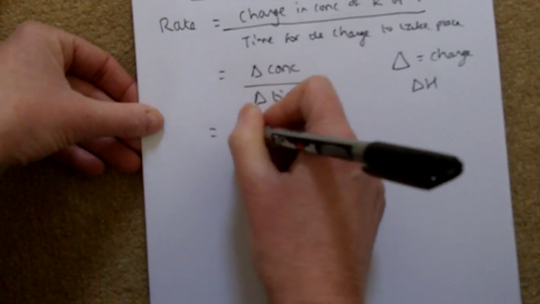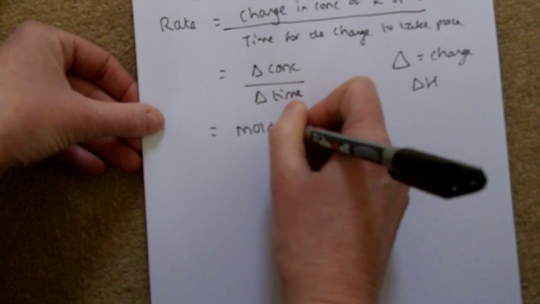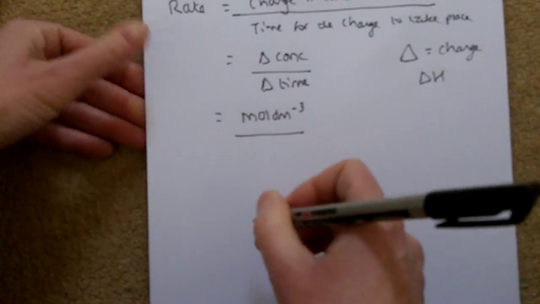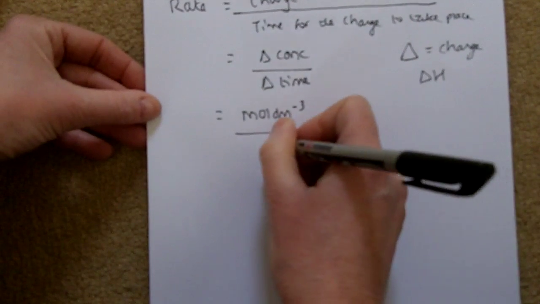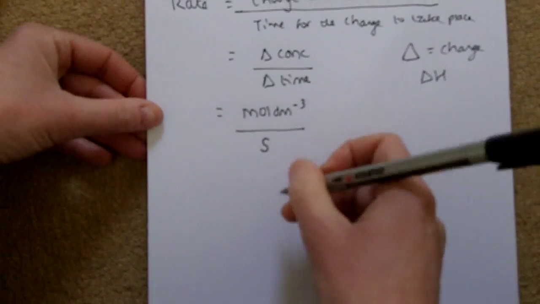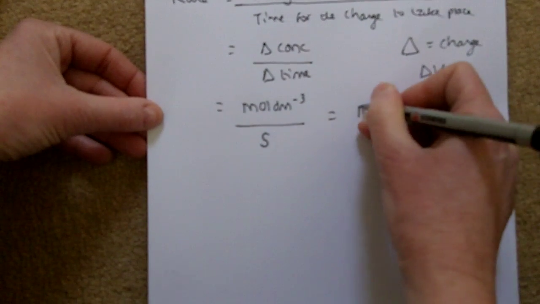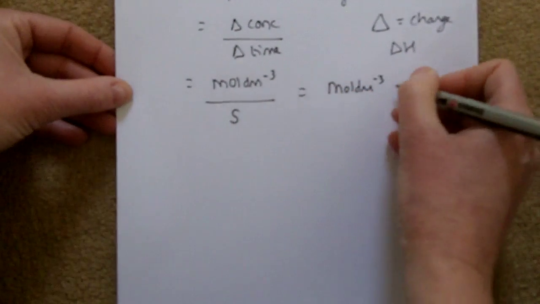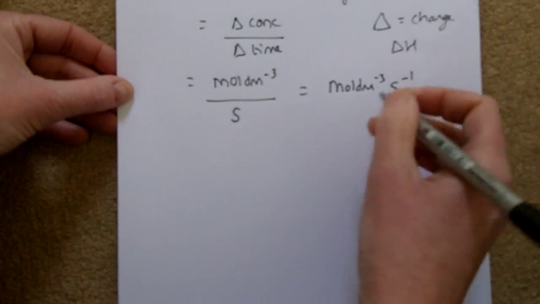So the units are concentration, moles per decimeter cubed, over time. Time can be seconds or it could be minutes. I'm going to put seconds, but the time can vary. So the units are concentration, and it's 1 over time, so it's seconds to the minus 1.